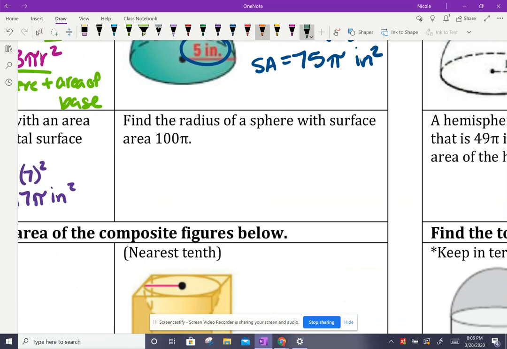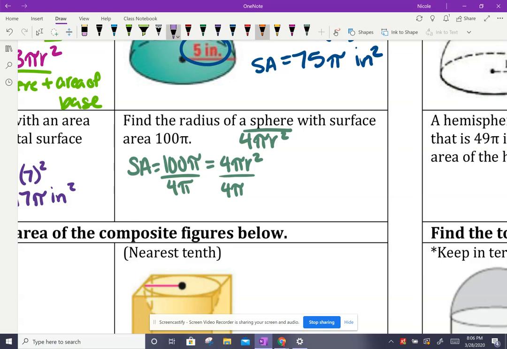And last little quick example here. Find the radius of a sphere with a surface area of 100 pi. It's a full sphere, so that's 4 pi r squared. We're just going to set these equal to each other. So surface area equals 100 pi, which is 4 pi r squared. I'm going to divide out 4 pi. The pi's cancel out, and the 4 turns that 100 into 25. So we're left with 25 equals r squared. So our radius is 5 units.